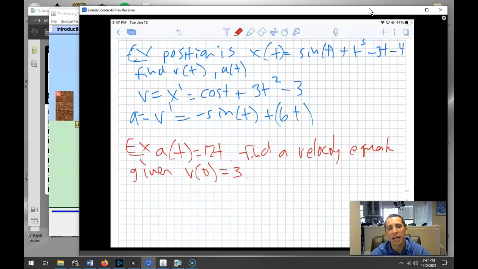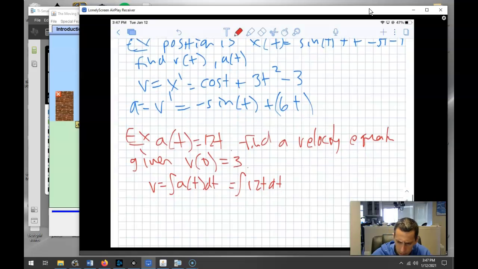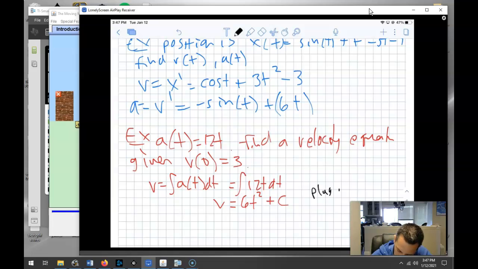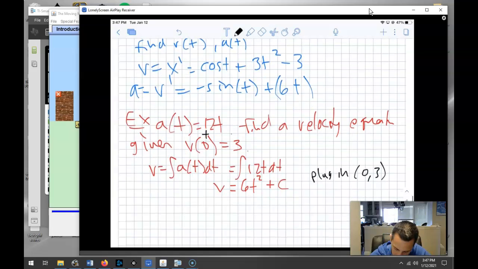Again, I think about this like they gave me f double prime, and they're asking about f prime. So my velocity would be the integral of my acceleration function. That would be the integral of 12t dt. Now that's an integral you guys know how to do. It's just 6t squared plus c. To find the c, I'm going to plug in the point 0, 3, that when t is equal to 0, we have a velocity of 3. So I get 3 equals 0 plus c. Okay, so my velocity is 6t squared plus 3.